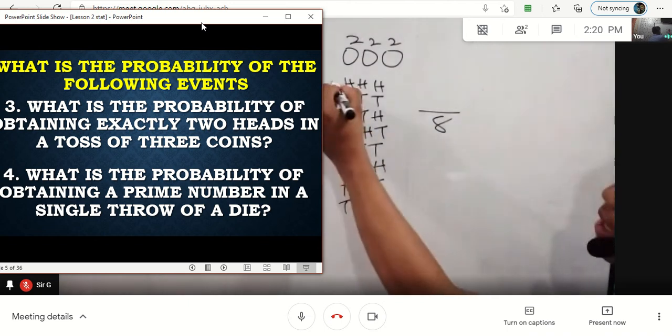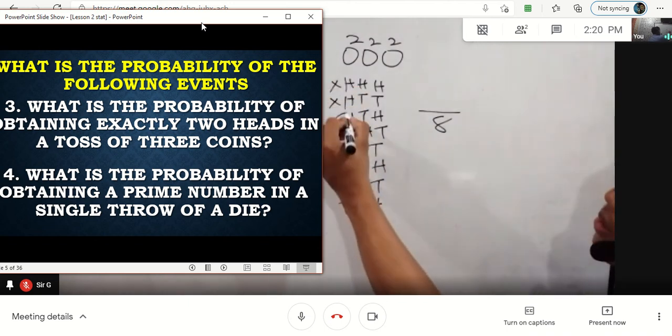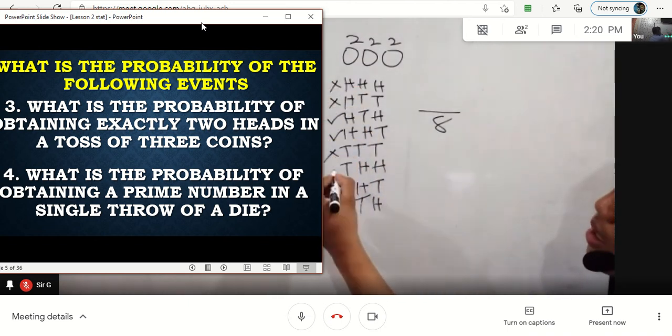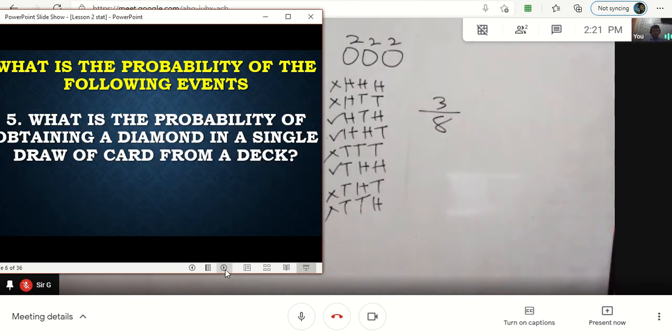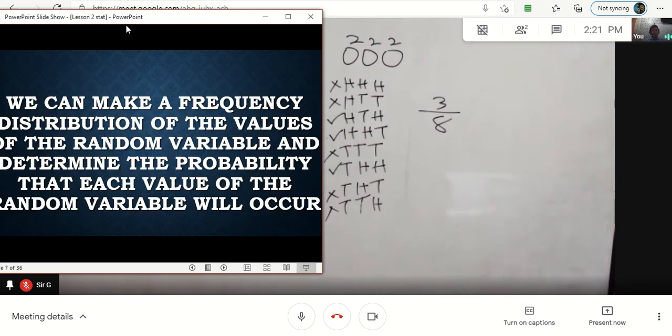Ito, wala, kasi 3. Ito, 1. Ito, 2. Ito, 2. Wala, 2. 1 and 1. So, 1, 2, 3. So, therefore, 3/8. So, simplest form na yan, hindi nyo na siya masi-simplest form. And also, yung 4 and 5, kayo na ang bahala. So, bahala na kayo sa 4 and 5. So, saglitan lang naman tayo dito.